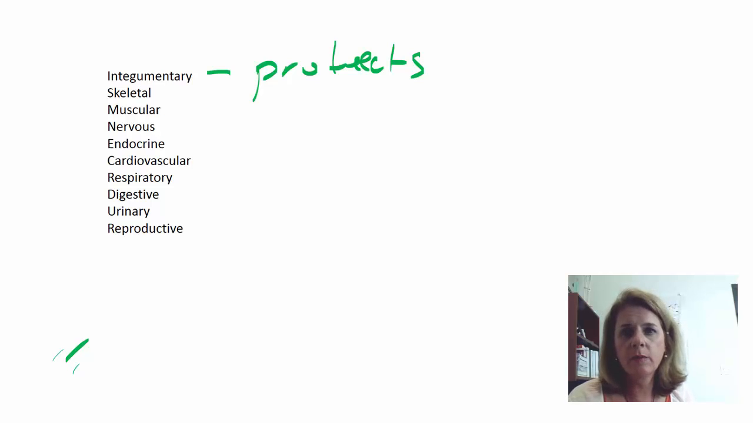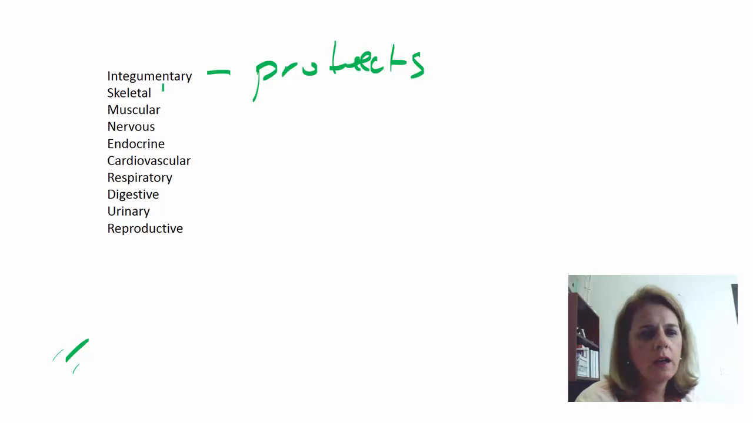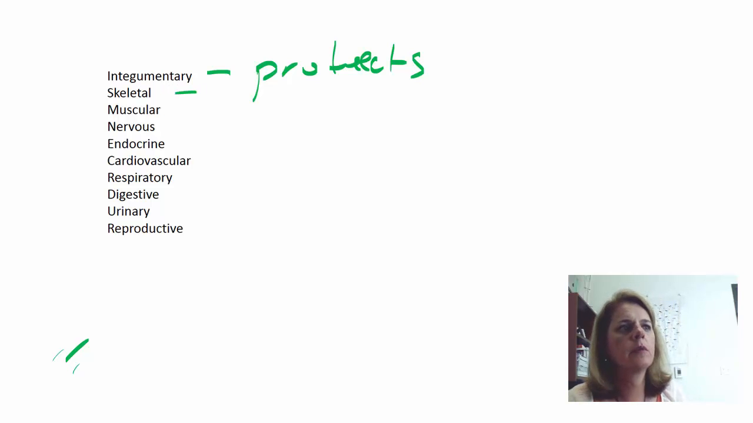Lymphatics is going to help drain fluid away from the skin so you don't have swelling. The immune system, again, you're going to have white blood cells to help keep the skin from being infected. So immune system and integumentary system definitely work together. How about the skeletal system and blood and lymph immunity?